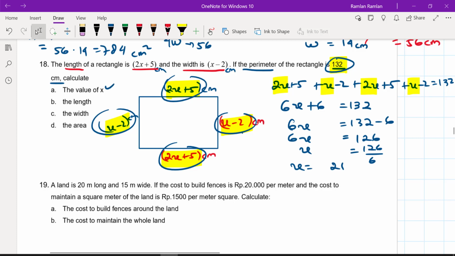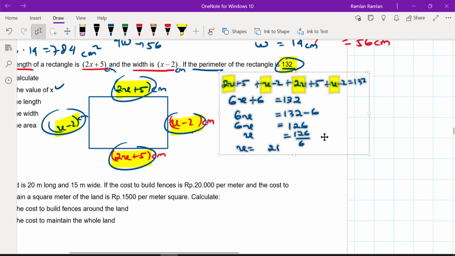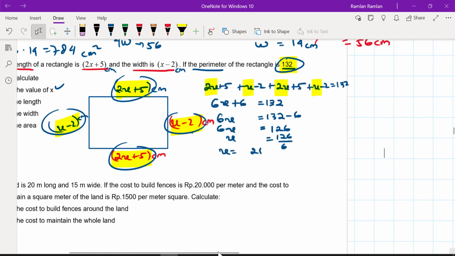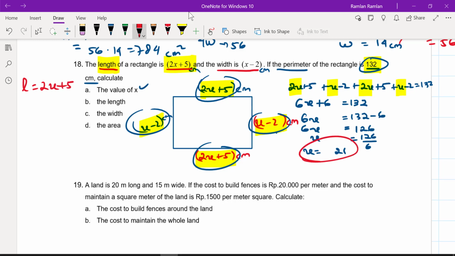Now let's find the length and the width. This is going to be easy because you only need to substitute the value of x into the equation for the length and the width. Okay, now since we know that the length is 2x plus 5, so I'm going to just write down 2x plus 5, and then since we know that x is 21, substitute this x by 21. That'll be equal to 2 multiplied by 21 plus 5, and this is 42 plus 5, and that'll be equal to 47, and it'll be in centimeters. That is going to be the length.